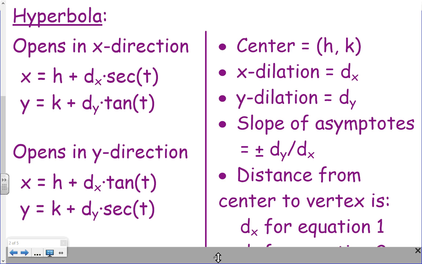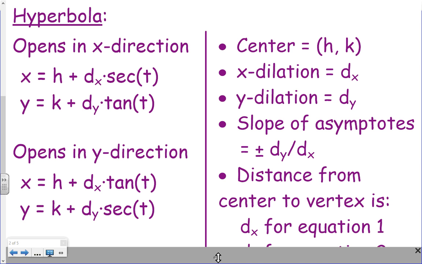If it opens up in the y direction, notice the only thing that changes there is that we switch the secant and tangent around. So we have x is equal to h plus d sub x times the tangent of t, and y is equal to k plus d sub y times the secant of t. Notice that secant goes with the direction that it opens up in. If it opens up in the x direction, secant is with x.